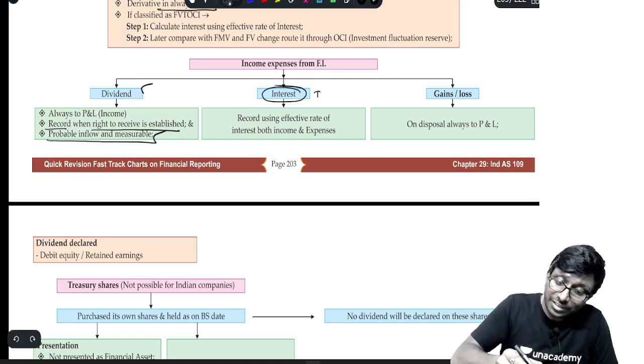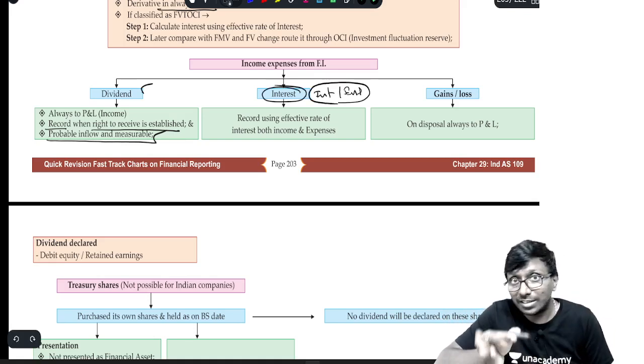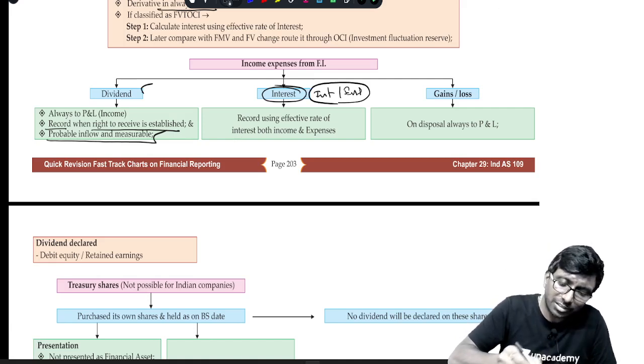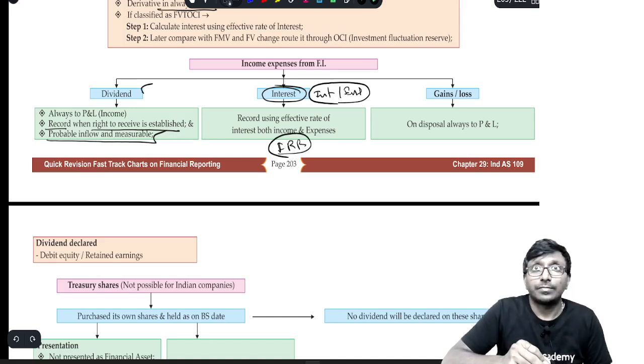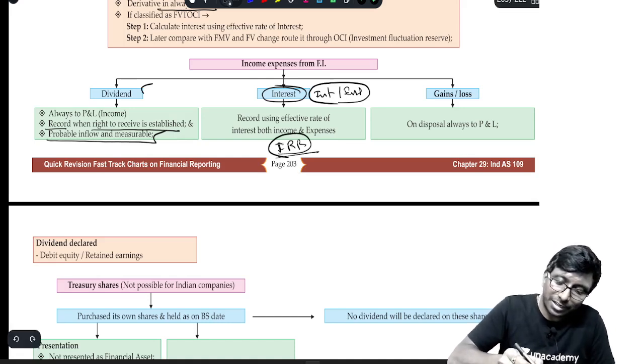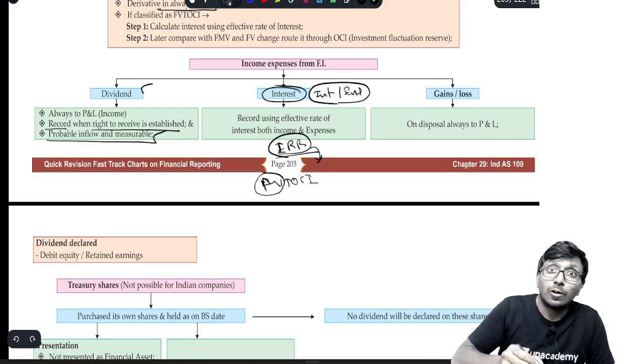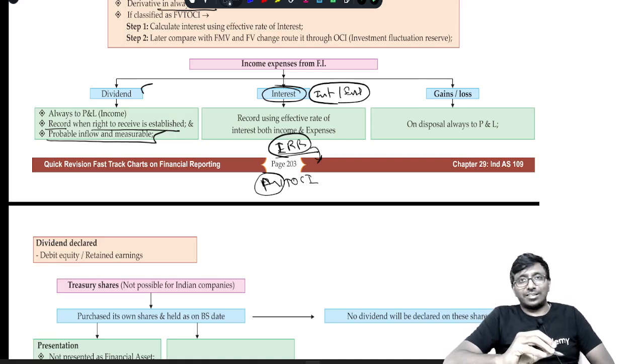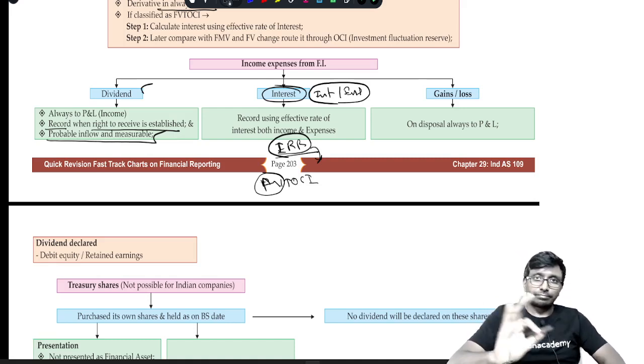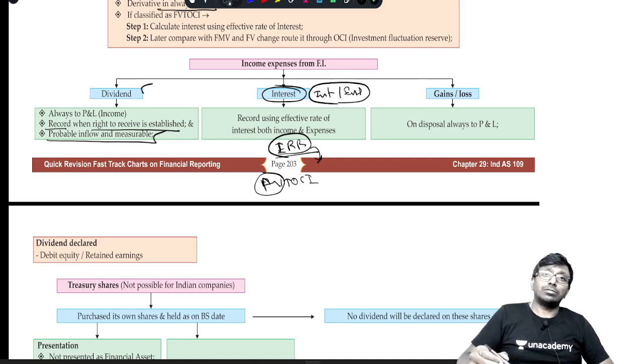Now, interest, my dear, whether it is interest income or interest expenditure, always only one rate applies, which is the IRR, the effective rate of interest. That is only the amortized cost method, irrespective of the classification. Sir, I have classified it as FVTOCI. Boss, FVTOCI is for what? For the fair value fluctuation, it should go there, correct? But not for the interest expenditure or interest income.